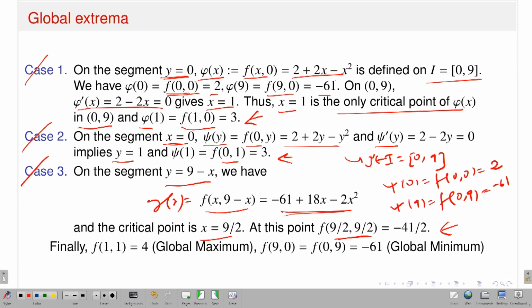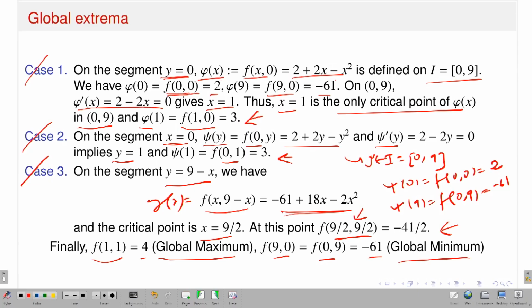So now I have all the possibilities, right? In the boundary I have all the corner points, the possible points where it might attain extremum, maxima or minima, and similarly in the interior I have all the values of my function, so I can combine everything. Therefore f(1,1) has the value 4, it is the maximum. This is the global maximum, and at the points (9,0) and (0,1) it is taking minus 61. So this is the global minimum.